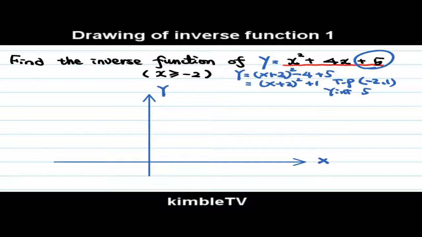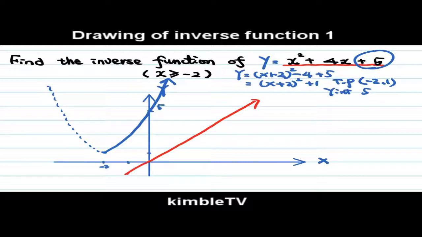Minus 2 is the turning point: minus 2 and 1. This is the turning point, and its y-intercept is 5 here. With the domain x greater than minus 2, the graph goes like this. This must be a dotted line, and we should draw the y equals x graph. And this graph was reflected through y equals x.